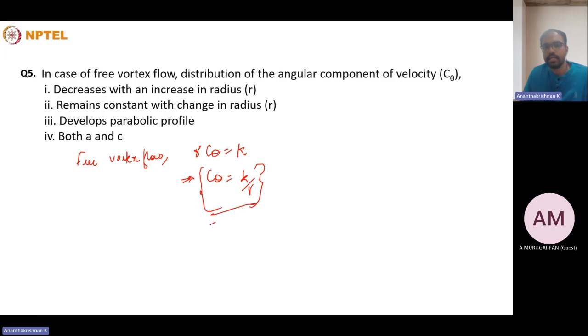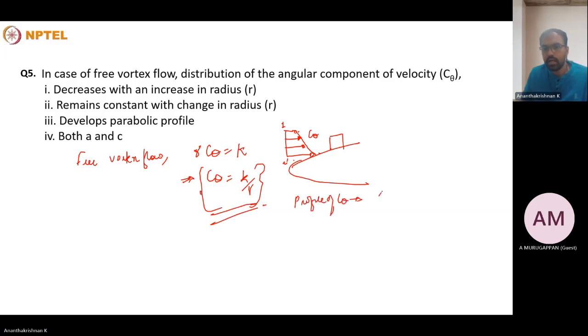That is, it varies as radius increases, C theta decreases. So the profile would look like a hyperbola, at a cross section 1, 1 dash. So the C theta component decreases hyperbolically with increase in radius r. So the profile of C theta will be a decreasing hyperbola, where the magnitude of C theta decreases with respect to an increase in the radius r. So the option is 1.